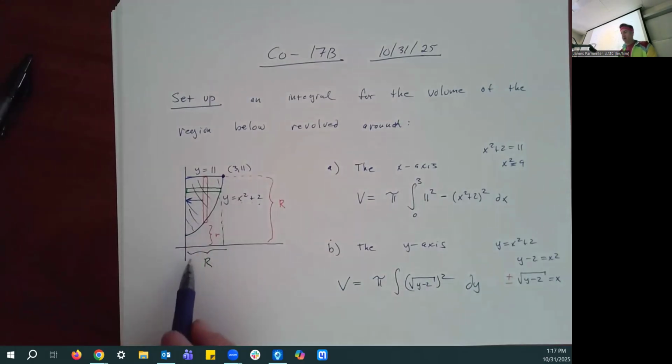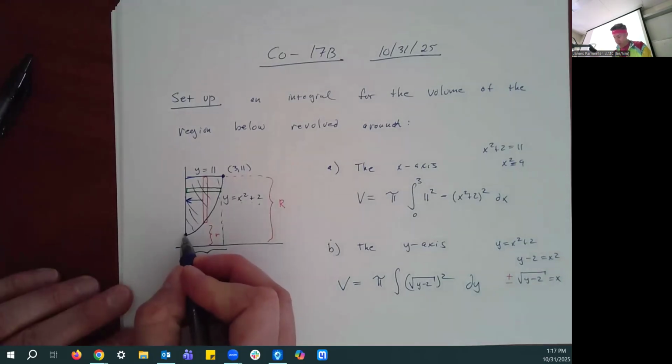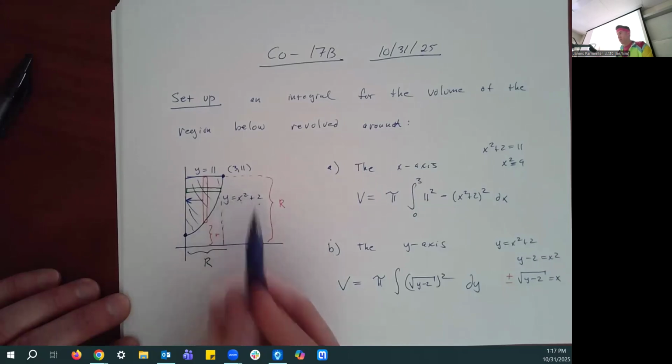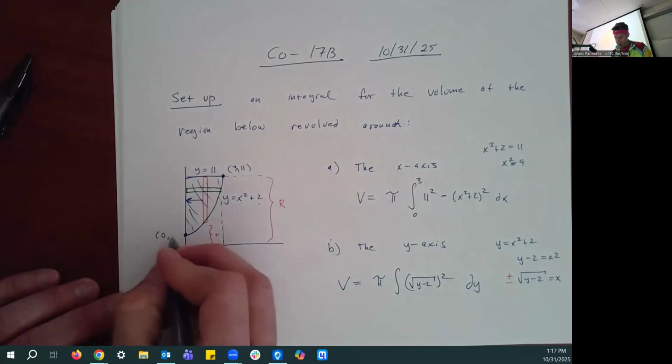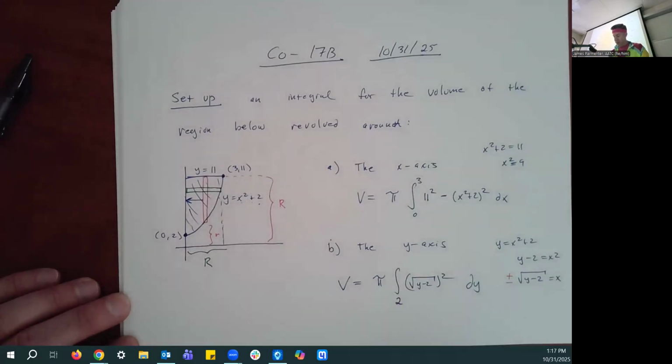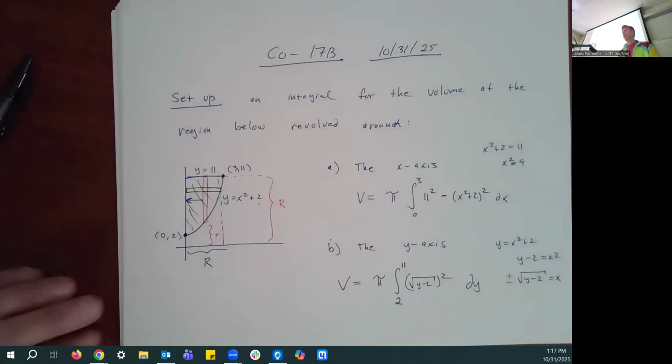From as low as, how low do we go? Well, it's not how low the x values are, it's how low the y values are. If we look at this point right here, where x is equal to 0, y is going to be 0 squared plus 2. That point right there is (0, 2). So our lower limit is going to be y equal to 2. Our upper limit is going to be y equal to 11.